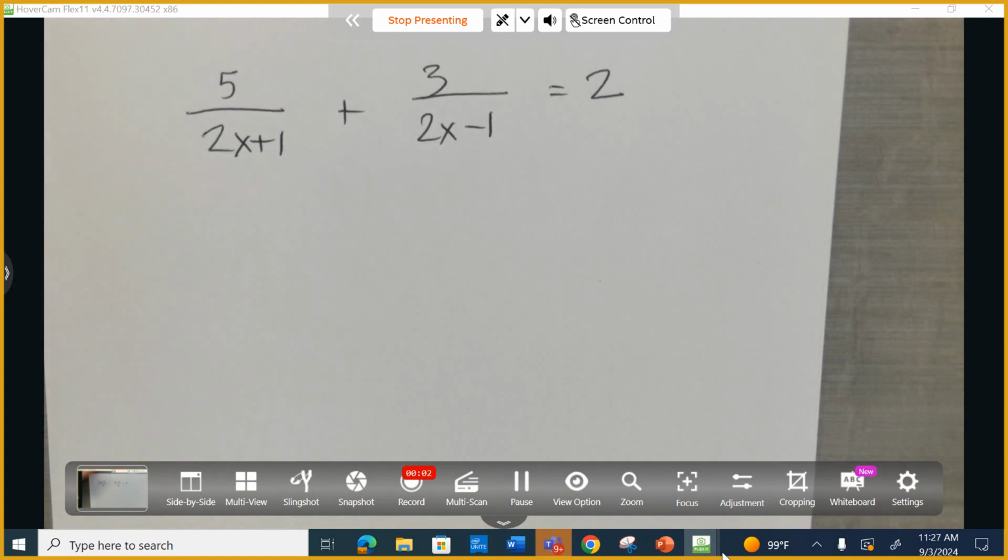This is 8B. JD, can you verify, is this 8B?